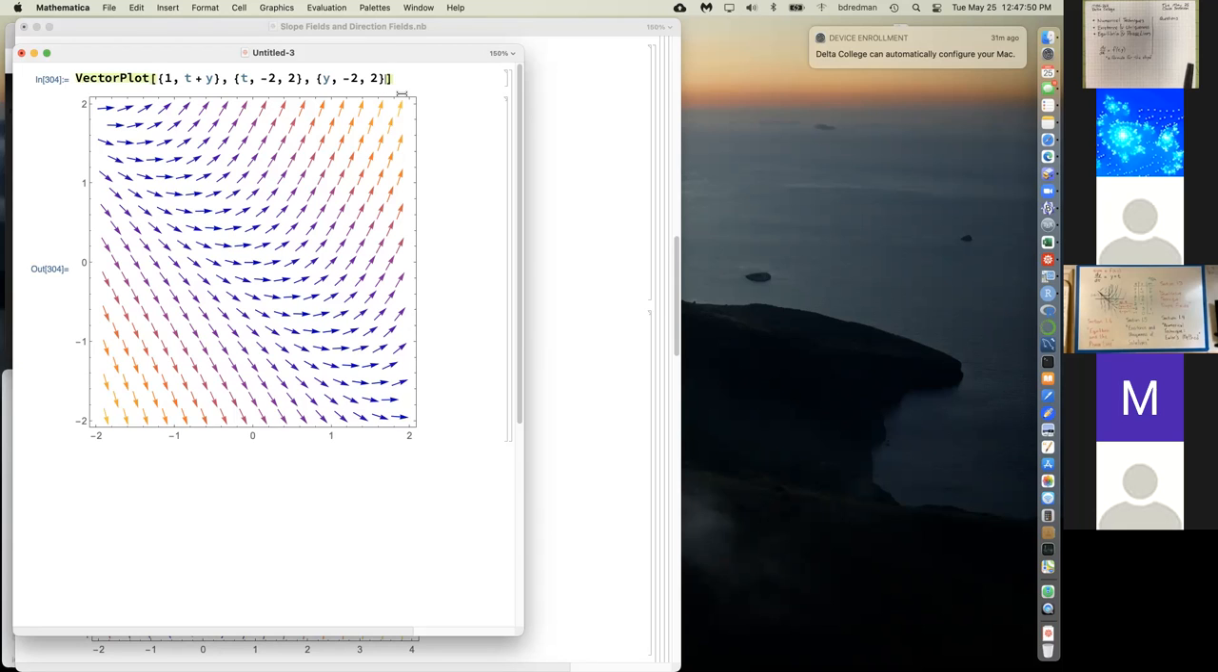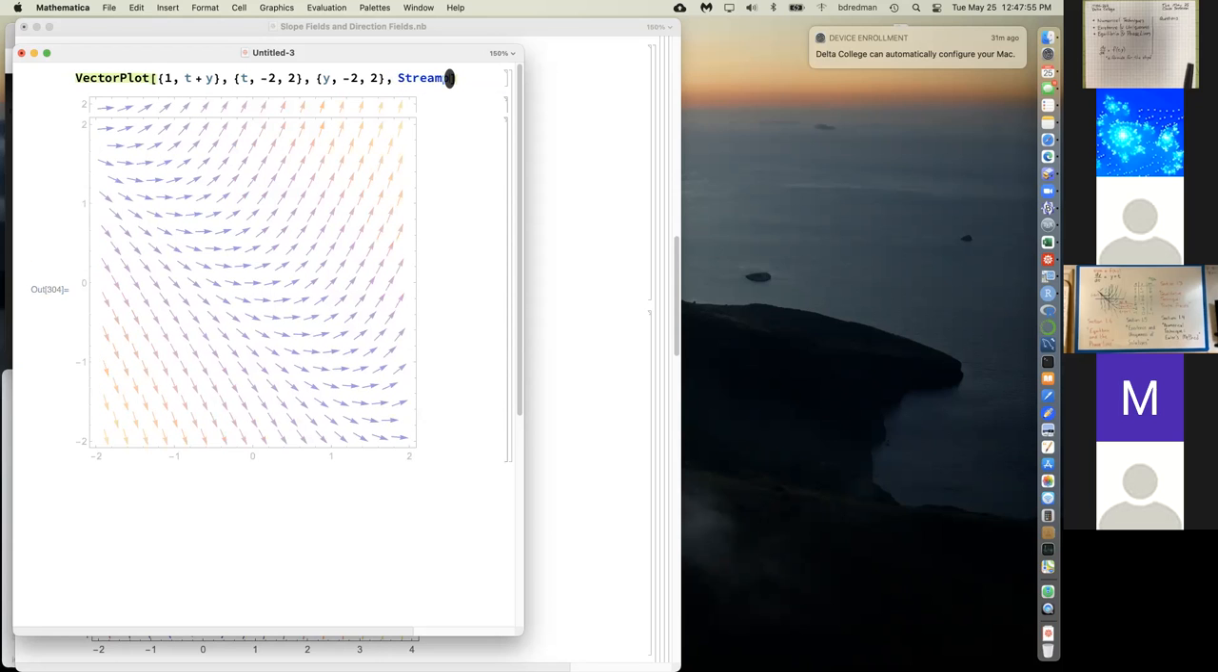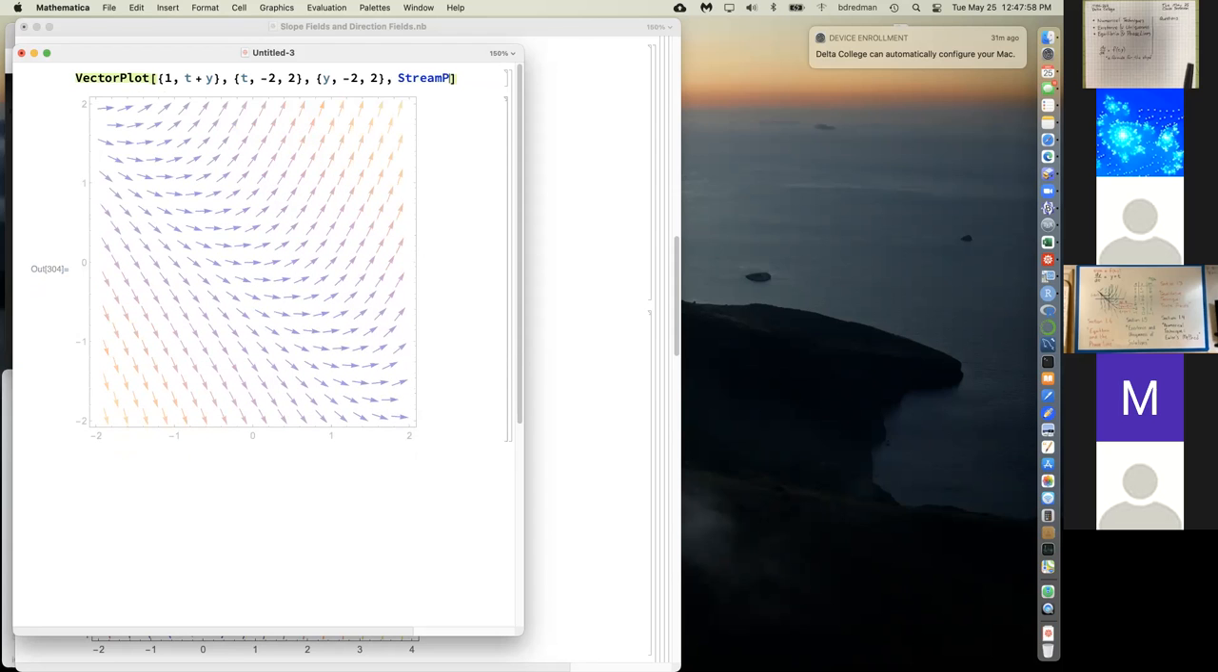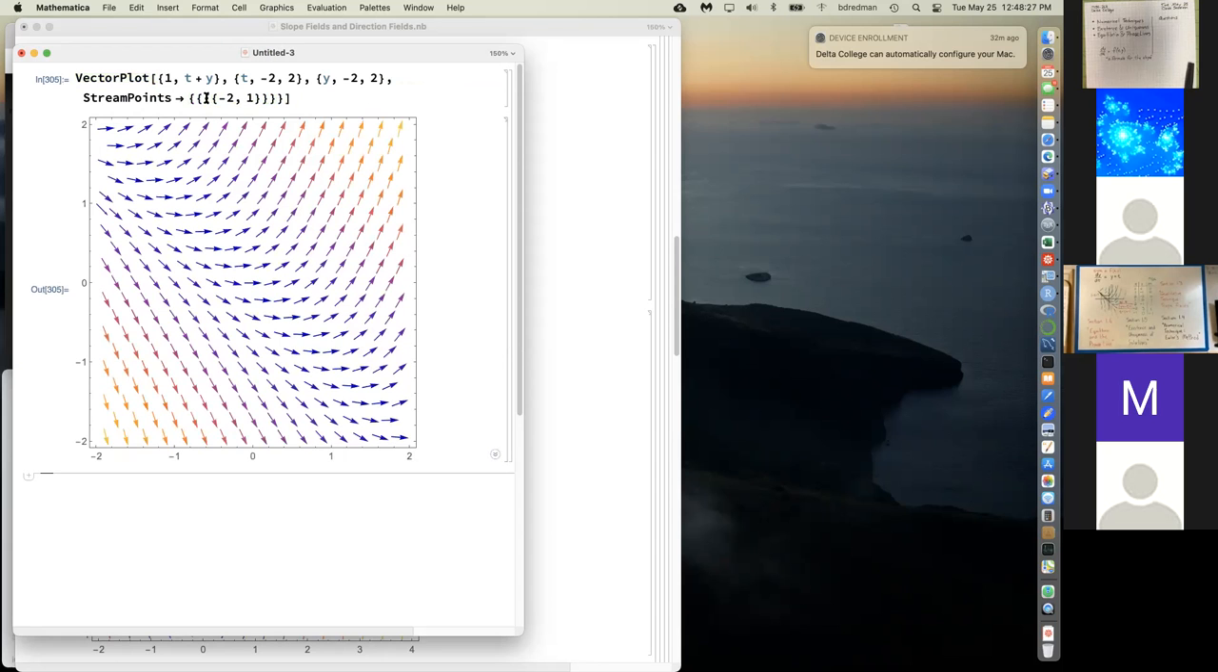Let me add that StreamPoints option. I misspell things. Mathematica tries to help me spell them. I have to add the stream point with a particular number of braces. That is very annoying. But where was it going through? -2, 1. And let's see if I got the braces right. No, apparently I did not.